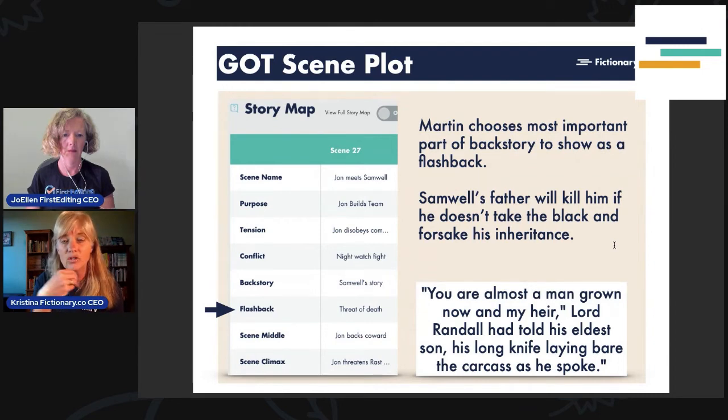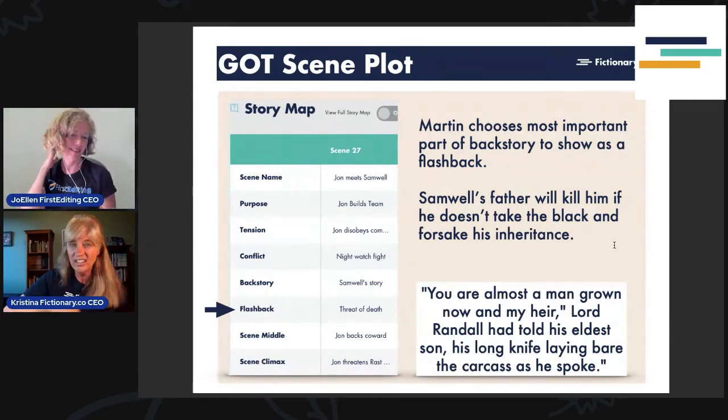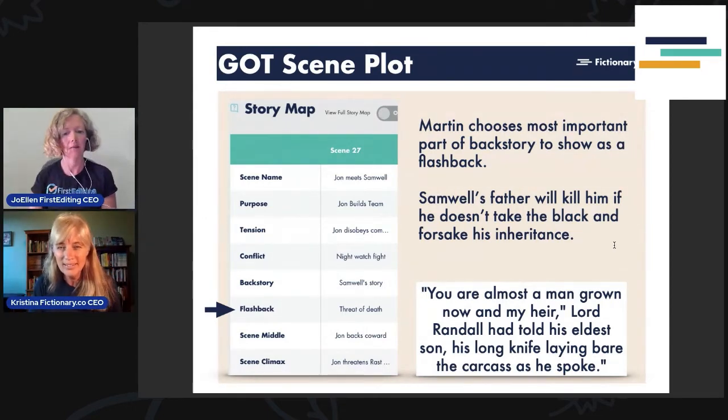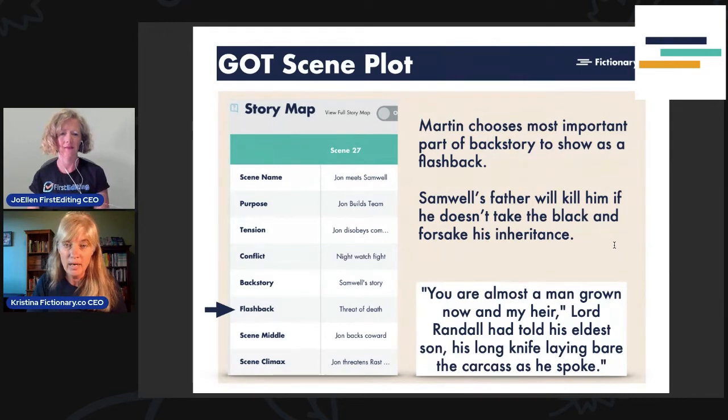And as he's doing it, he's slaughtering a deer. And so he's like, this is what you're going to look like. It's terrible. And so the flashback starts with, "You are almost a grown man now, and my heir," Lord Randall had told his eldest son, which is Samuel, his long knife laying bare the carcass as he spoke. And so this is how the flashback starts. And Samuel's telling this story to John, and then it jumps to a flashback.